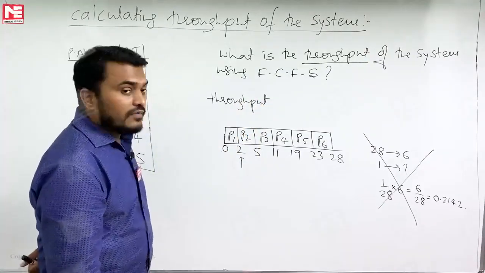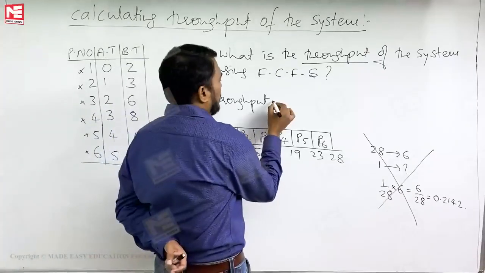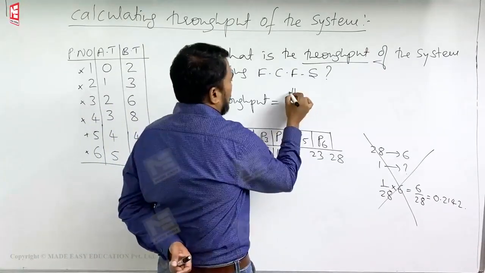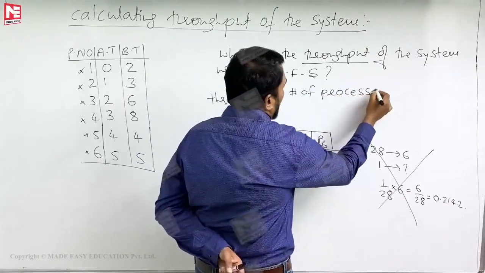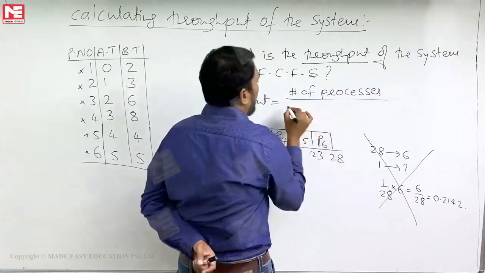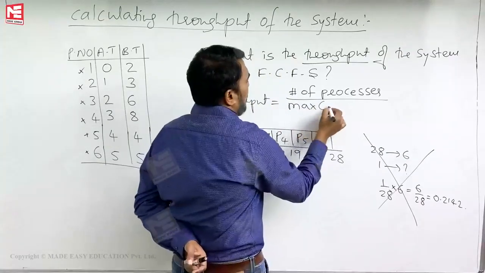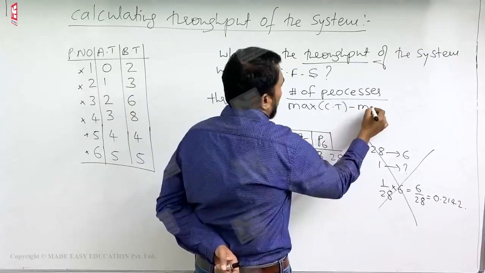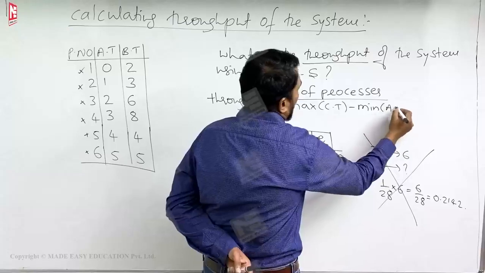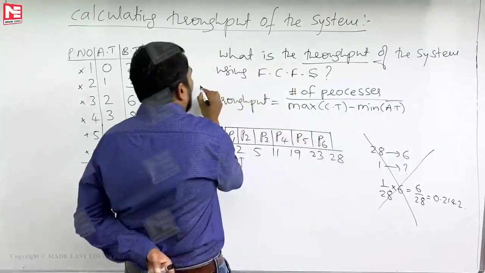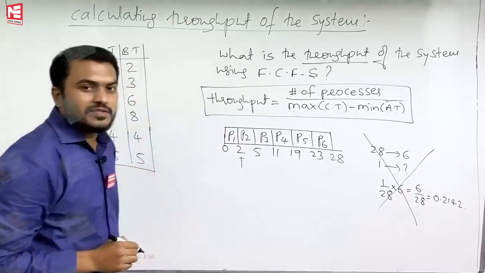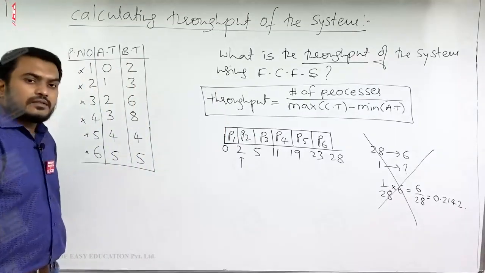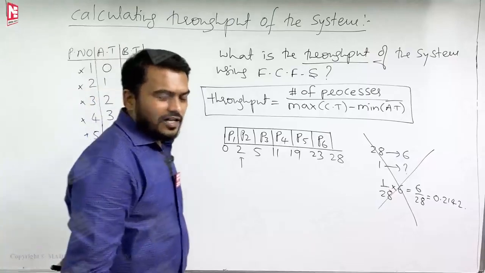Note down the formula. The throughput of the system equals the number of processes divided by max of completion time minus minimum of arrival time. Max of completion time minus minimum of arrival time. So this is the formula for the throughput. Don't worry, I will explain everything.